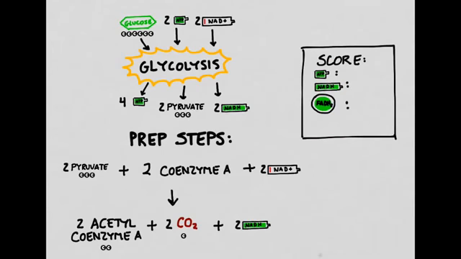The last thing that we're going to do before we end this screencast is we're going to tally up the score of how many of each kind of molecule we've created at this point in respiration. So far, we made a total of 2 molecules of ATP. We actually made 4, but remember we spent 2 of them to get glycolysis going. We made 4 molecules of NADH, and we haven't made FADH2 yet. So that's where we're at.